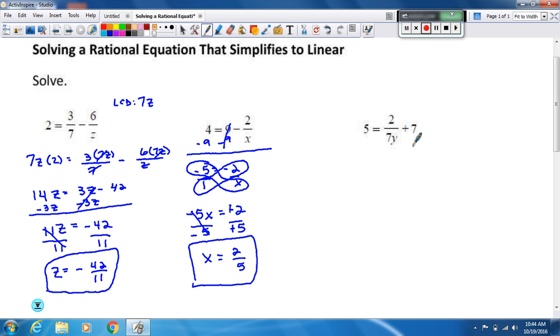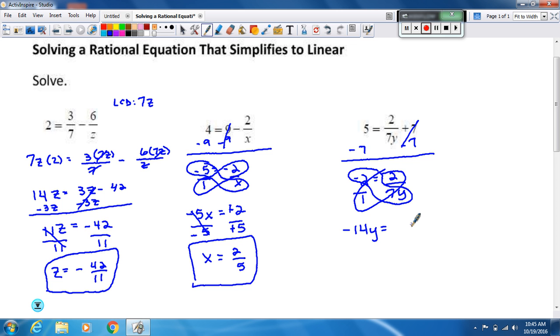This next one also just has one denominator, so I'm going to move the 7 over by making it a negative 7. So 5 take away 7 is negative 2, equals 2 over 7y. Opposites cancel, so I put a 1 under the 2 and I cross multiply. Negative 2 times 7y is negative 14y. Bring down the equal sign. Multiply the other direction. 2 times 1 is 2.